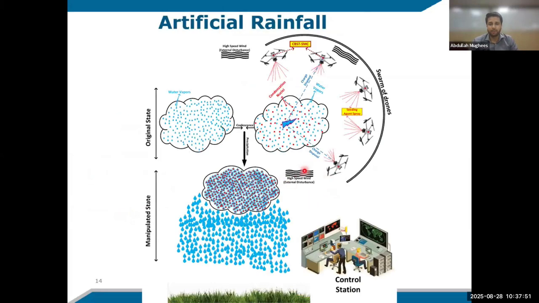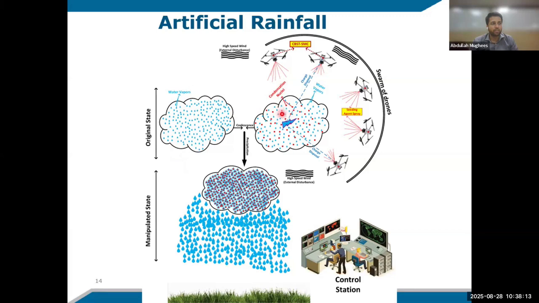So this is an example of that hybrid technique. We had water vapors on the left side, the pointy end. There were a lot of water vapors. It was not raining. So what we do is introduce a condensation nuclei, which is these red dots.